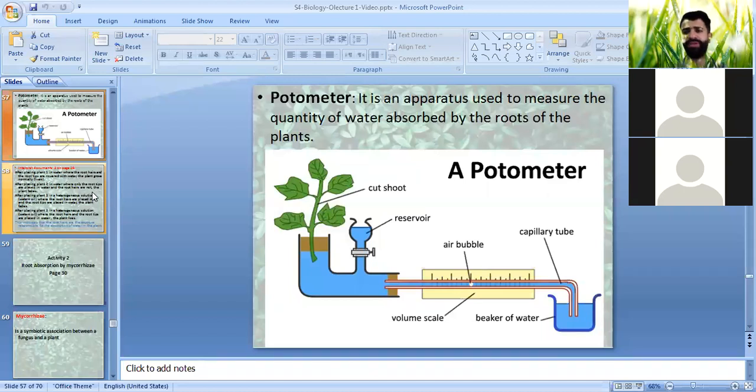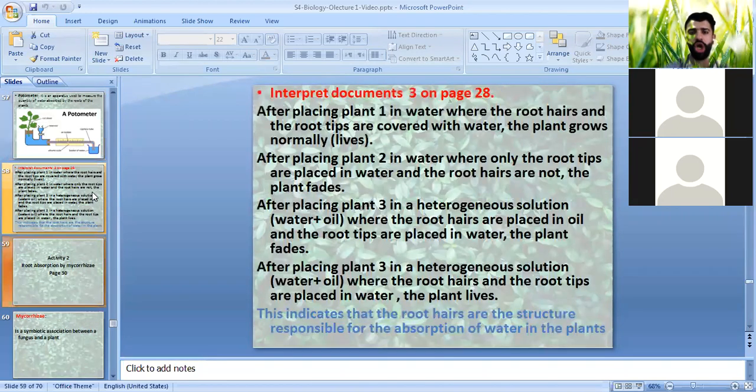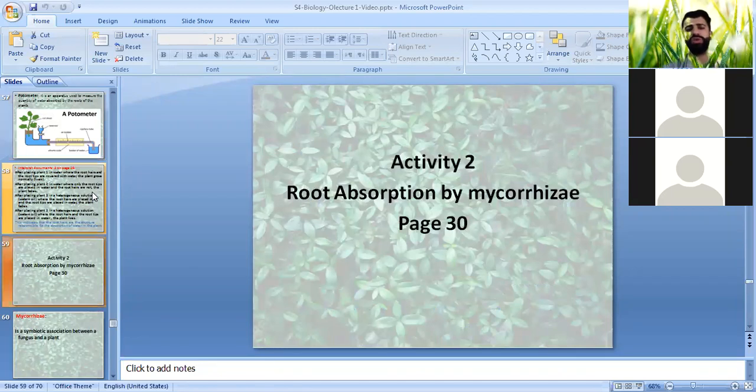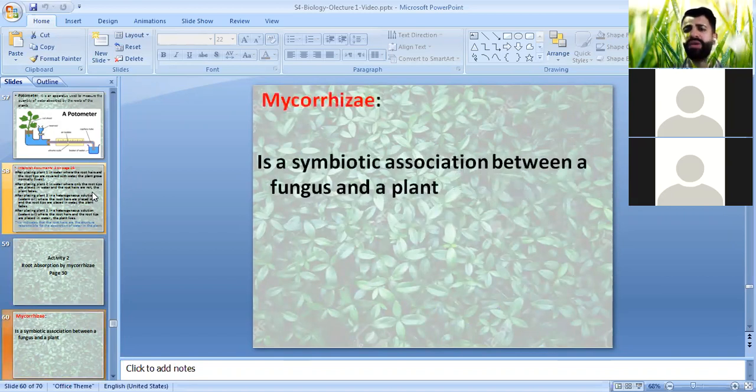Photometer, it's an apparatus or a device that's used to measure the quantity of water absorbed in the plant through the roots of the stem. Okay, moving to activity 2, root absorption by mycorrhizae. So what is a mycorrhizae? Mycorrhizae is a symbiotic association between a fungus and a plant.